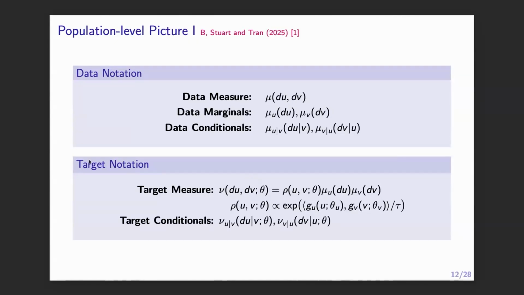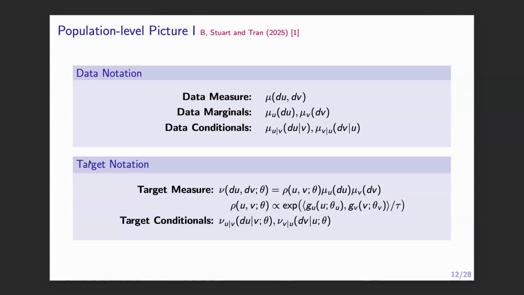Okay. So what I want to present is what this looks like at the population level rather than at these individual sample levels. To do that, we start out with just a distribution mu for where our data came from. I'm going to call that our data measure mu, the joint distribution of images and text, which has some marginals. I'll denote that by mu_u, mu_v, and also some conditionals, mu of u given v and mu of v given u.